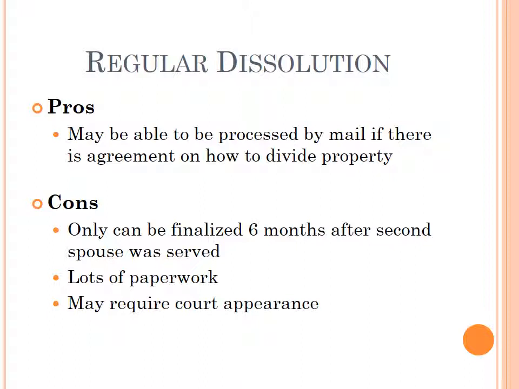Regular dissolution is a little different. The pros of regular dissolution is that it may be able to be processed by mail if there's an agreement on how to divide the property. The cons to this is that it can only be finalized 6 months after the second spouse was served. So depending on finding the spouse, how long it takes to get the service completed, this may delay the process.